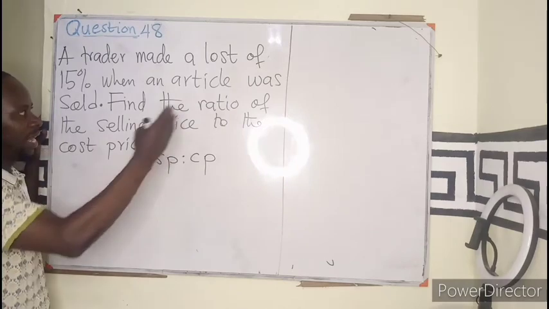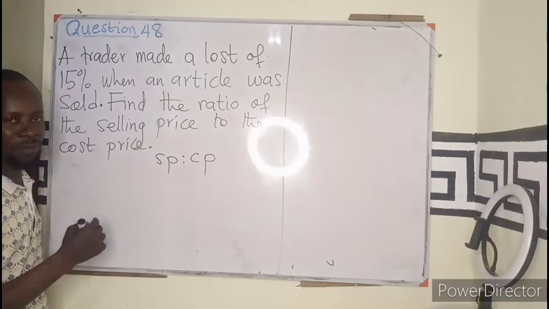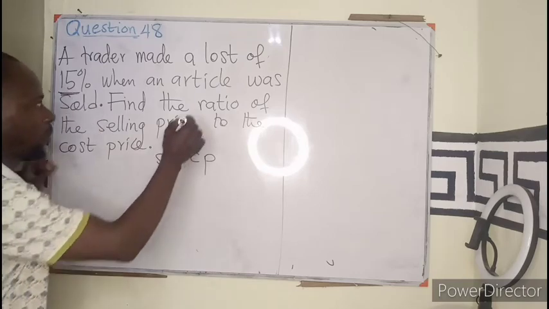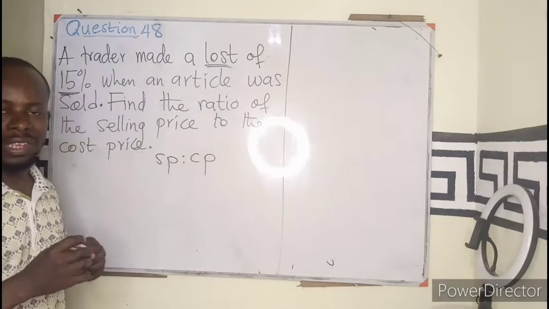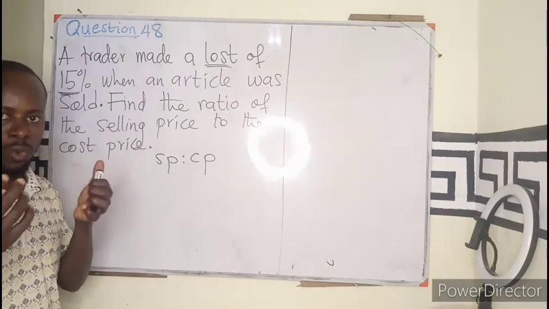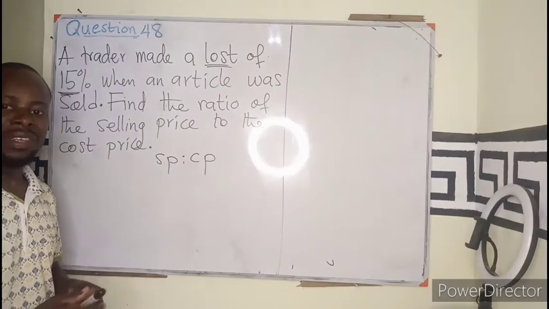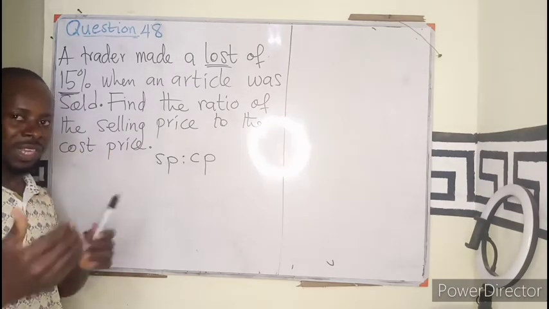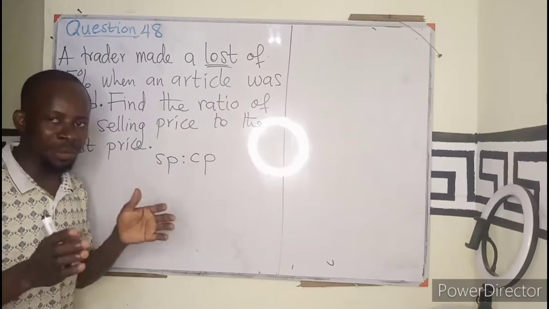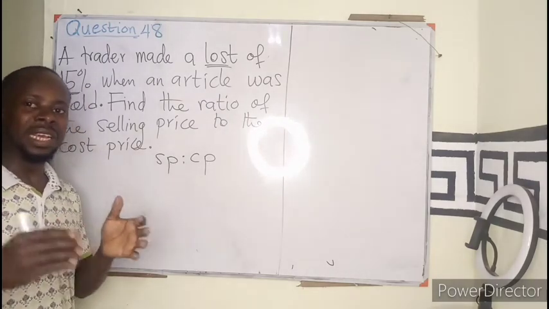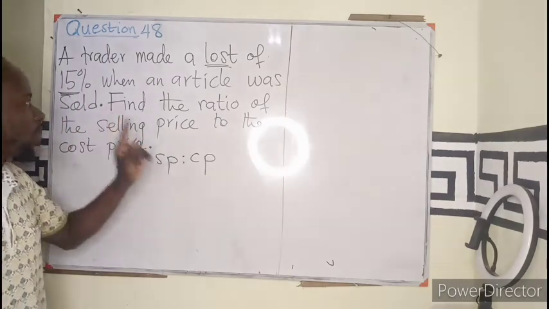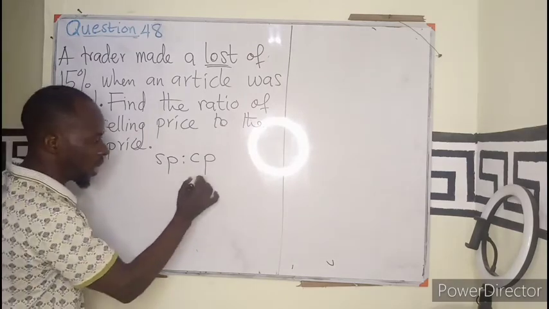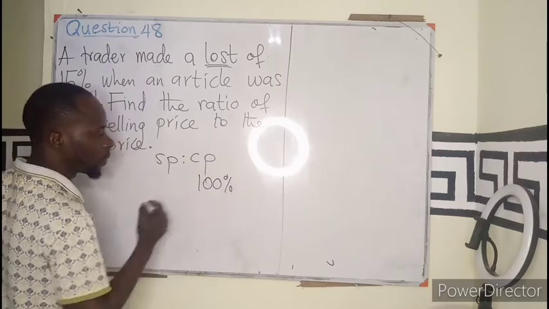And you can see here there is no value that we are going to find. So we are going to stand on only this. It said make a loss. You know, a loss is a subtraction. If you buy an article for 10 cedis and sell it for 8 cedis, you have lost 2 cedis. So the selling price is going to be less than the cost price. And we know the cost price is always the original.